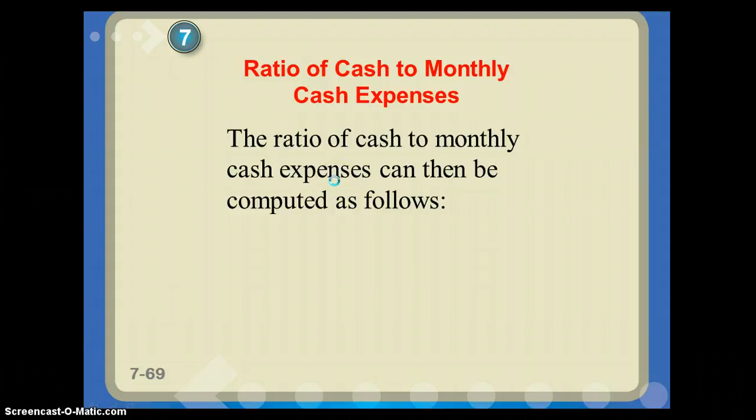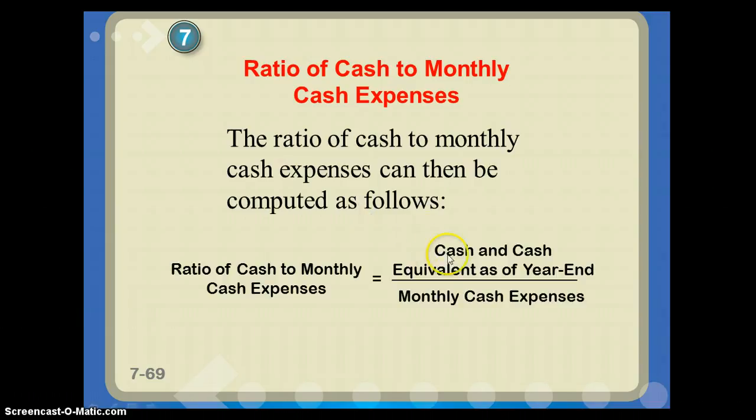The ratio of cash to monthly cash expenses can then be computed. So we had monthly cash expenses already calculated. We take our cash and cash equivalents, so what's our balance of our cash and cash equivalents, divided by how much we spend per month, and that's going to give us our cash to monthly cash expenses.